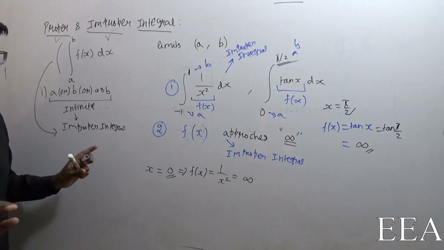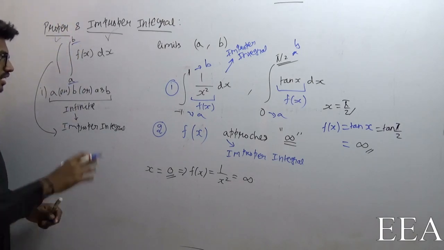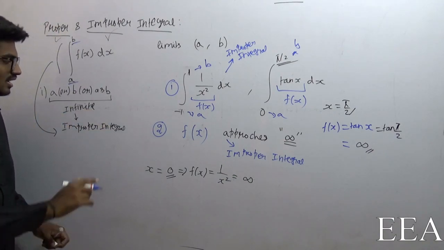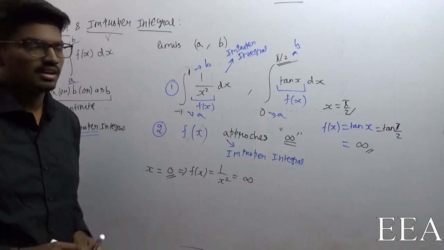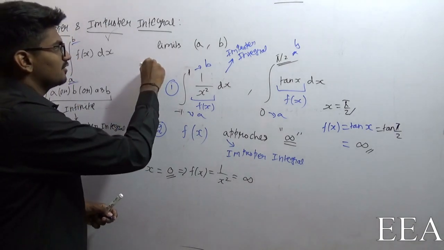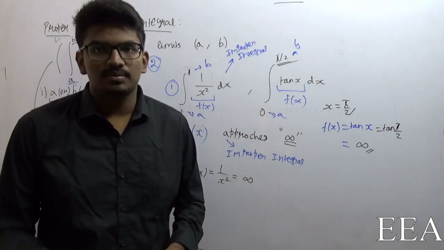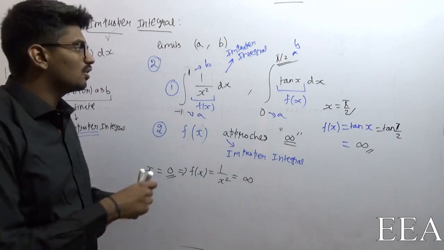directly go to the question and check a and b. If a is infinity or b is infinity, or both a and b are infinite, then directly answer it as an improper integral. That's it, the integral will be improper. Second condition: if the a value and b value are both not infinite, not minus infinity and not plus infinity, then go for the second condition.